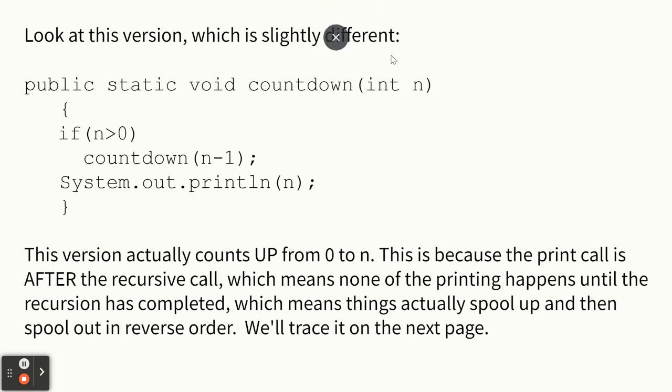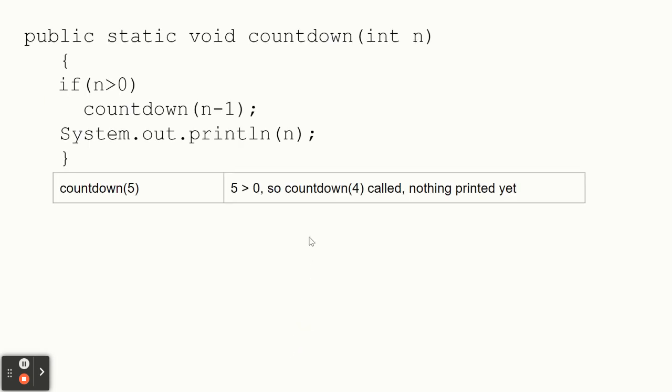We're sending over a number. As long as it's greater than 0, we're going to keep calling the function and we're going to print the numbers. But because the print call is after the recursive call, this one goes in the reverse order. So none of the printing happens until it hits the base case, and then it goes backwards. So I can't remember if I do show this one.